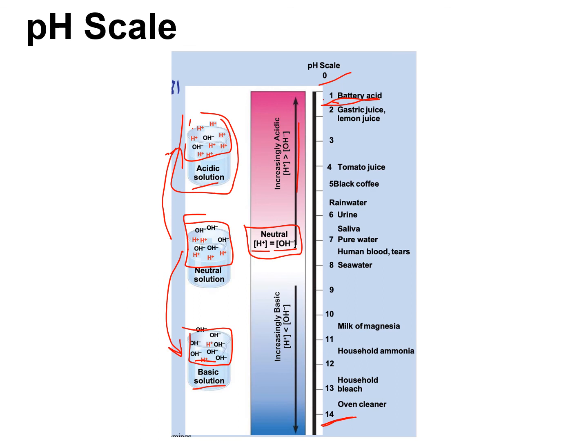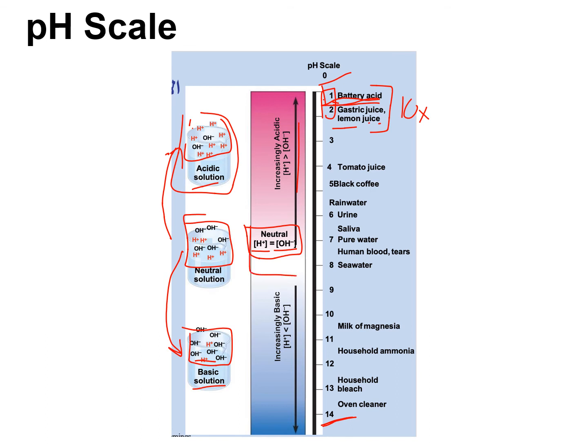The other thing about the pH number is that because it is a logarithmic scale, between numbers it is 10 times higher or lower, depending on whether you're increasing or decreasing. So battery acid has 10 times the concentration of hydrogen ions compared to gastric juice or lemon juice, even though they're just one number apart. Again, because it's a logarithmic scale, the difference between numbers is tenfold.